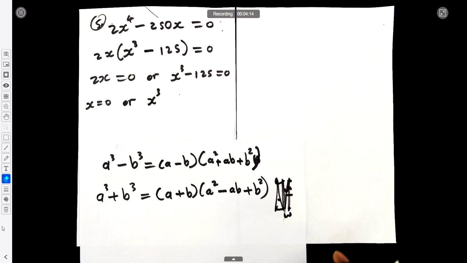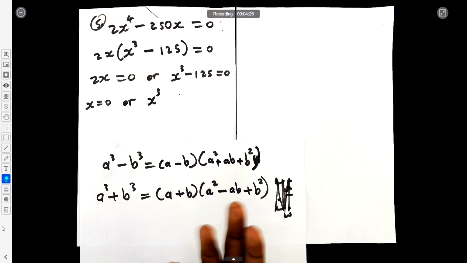But just know that sometimes other questions won't specify, because if you solve for x, we can take 125 to the other side and raise it to the power of 3. So I think we'll have 5, for example. So x will be equal to 5. So that's one solution that we get.